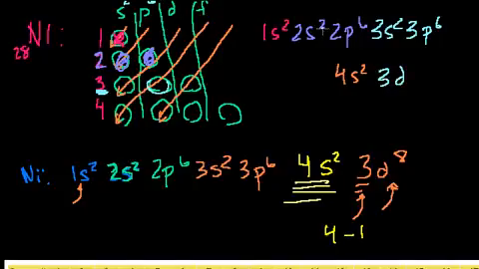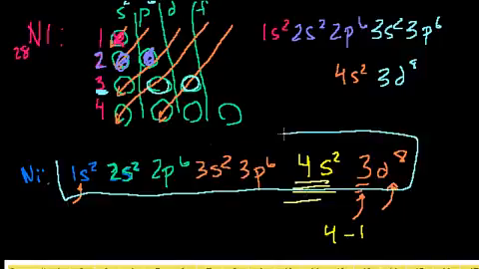2 plus 2 is 4. 4 plus 6 is 10. 10 plus 2 is 12, 18, 20. We've used 20, so we have 8 more electrons to configure. And the 3d subshell can fit the 8 we need. So we have 3d8. And there you go. You got the exact same answer that we had when we used the first method.